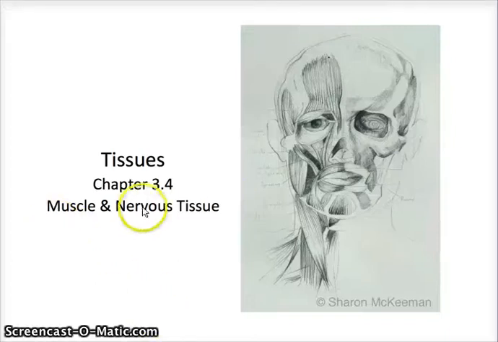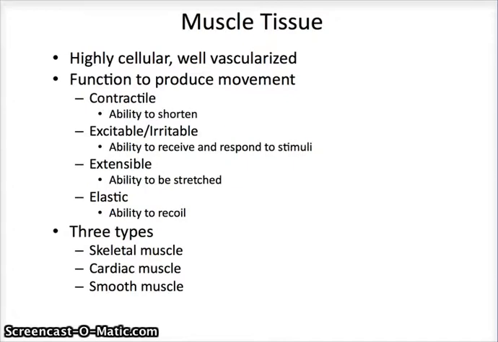Okay, when we talk muscle and nervous tissue, there's a couple of things they have in common and obviously big differences, okay? So, first and foremost, muscle tissue is really well vascularized because of its energy use, okay? It uses a lot of energy, okay? It's a highly energy demanding, energy consuming tissue.